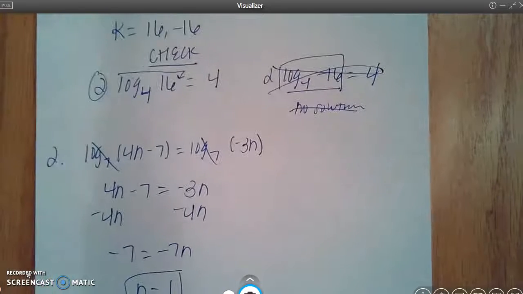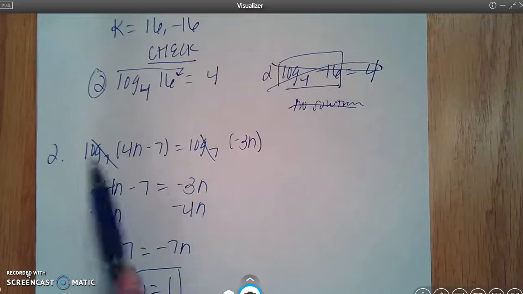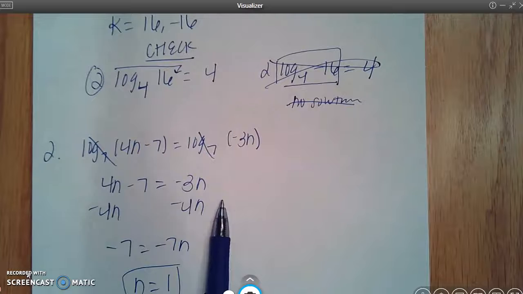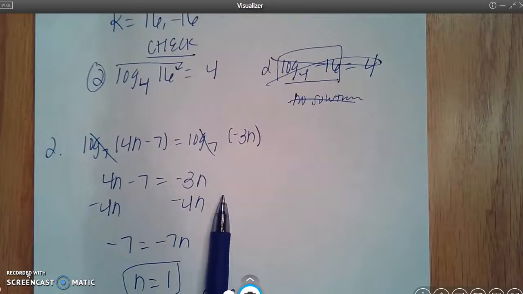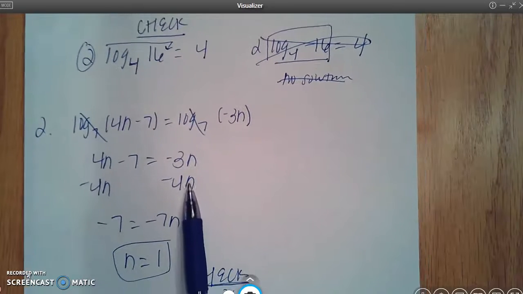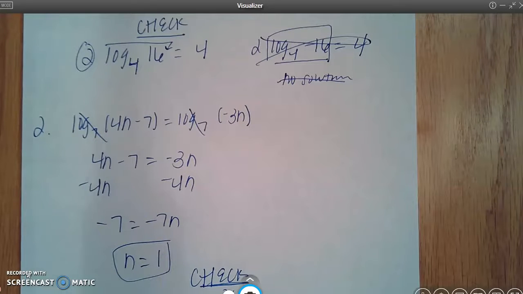Okay, so same concept. If we were to look at number 2 really quick in your homework, you have log base 7 equal to log base 7. Since you have a log equal to a log, your log bases can cancel. And we also have 4n minus 7 is equal to negative 3n. Since there's no squared term, you just need to get your variables on the same side. So when you subtract your 4n over, you get negative 7 equals negative 7n. When you solve, you get n is 1.